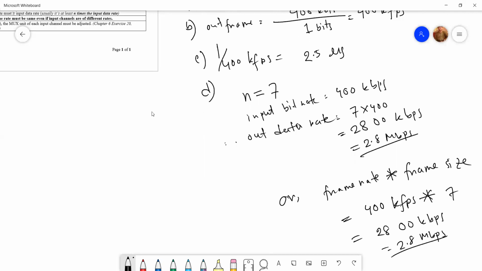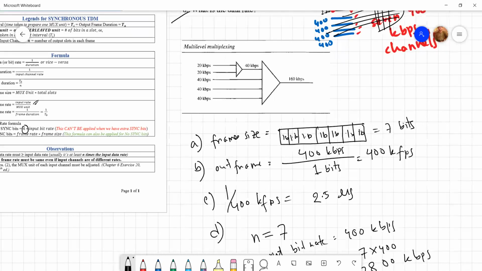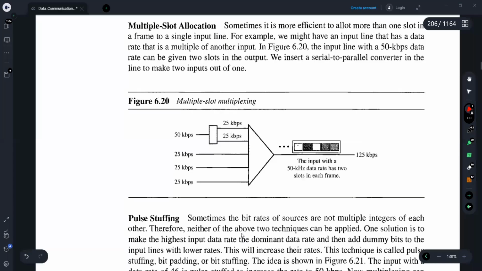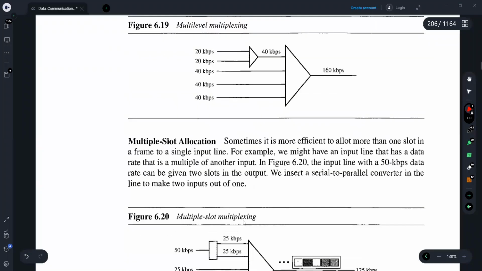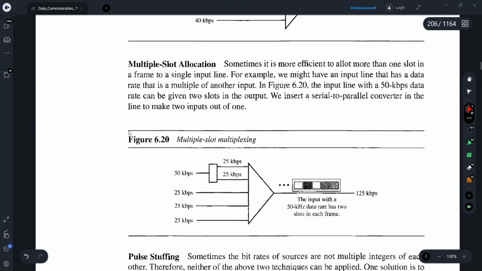And that's how you use multi-level multiplexing. They will give you some kind of hint whether you're going to use multi-level multiplexing or multi-slot multiplexing. Remember, in multi-level multiplexing, we are combining the levels, making the lower ones into higher ones. And in the case of multi-slot multiplexing, we are doing the reverse: we are splitting the higher ones into several smaller ones. Okay, so that was the part for number 3. Let's look forward to another one.